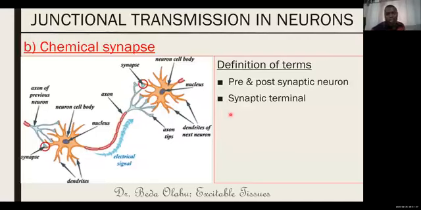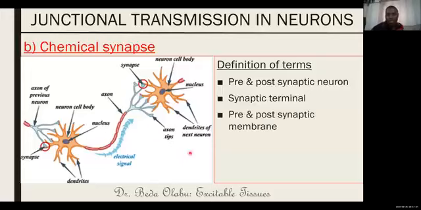There's also another term to define. This is the synaptic terminal. The synaptic terminal is the end of the axon. So for this one, this is the synaptic terminal. For this one, this is the synaptic terminal. The ends of the axon of a neuron are the synaptic terminals, or what's called axonal tips.